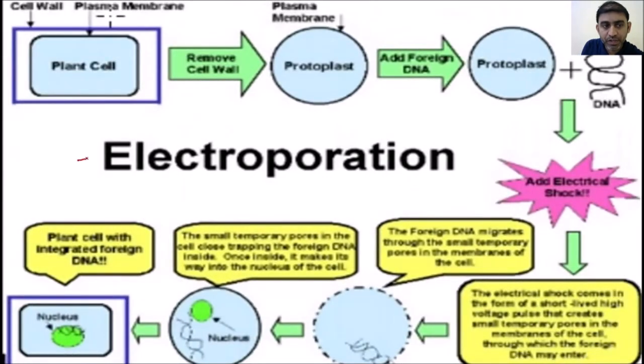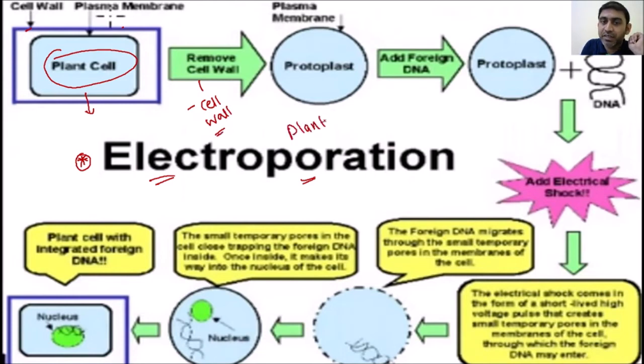Then here is one more method, electroporation. Electro means electric field and poration means creating holes. This is the plant cell, with cell wall and plasma membrane. Here they remove the cell wall. When the cell wall is removed, we know plant cell minus cell wall is equal to protoplast.